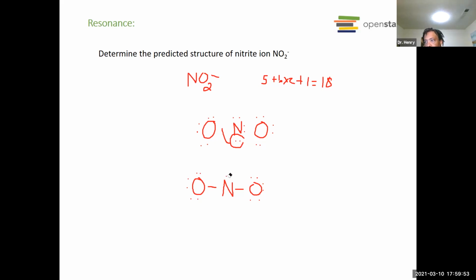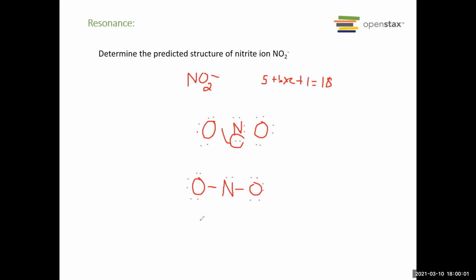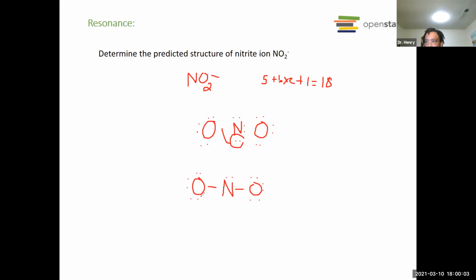Oh, shoot, no. Okay, so what do we need to do? Do a double bond on one of the oxygens. Okay, so we'll take these and move them over here. So we'll end up with a double bond. Okay, so that one works.